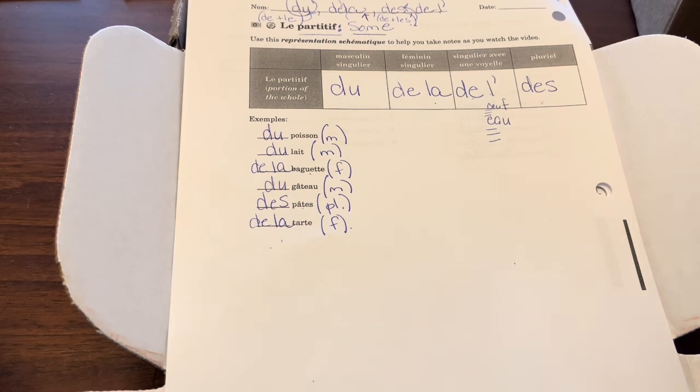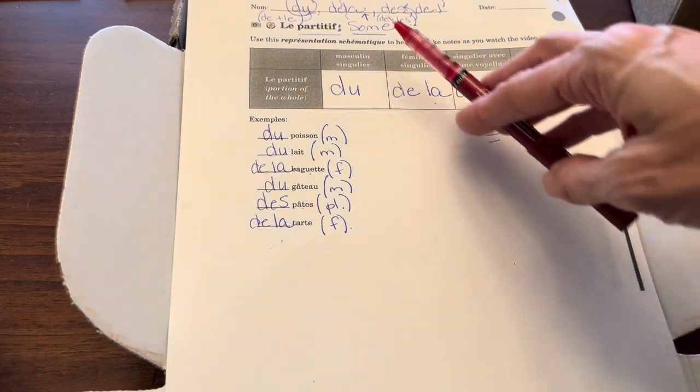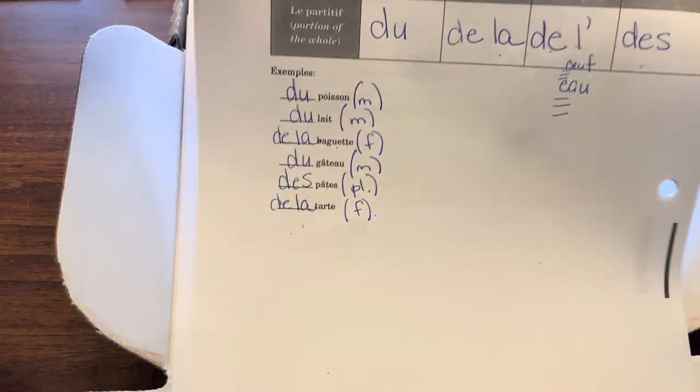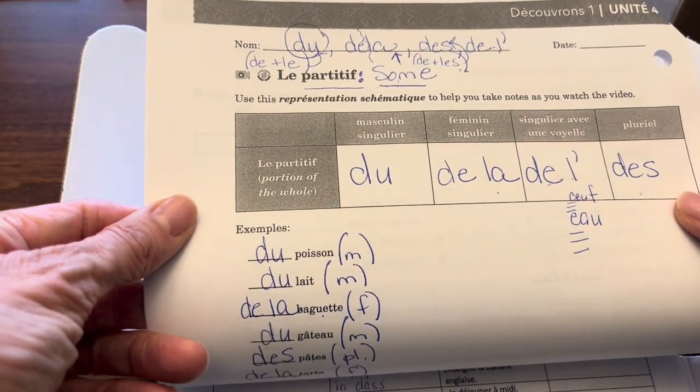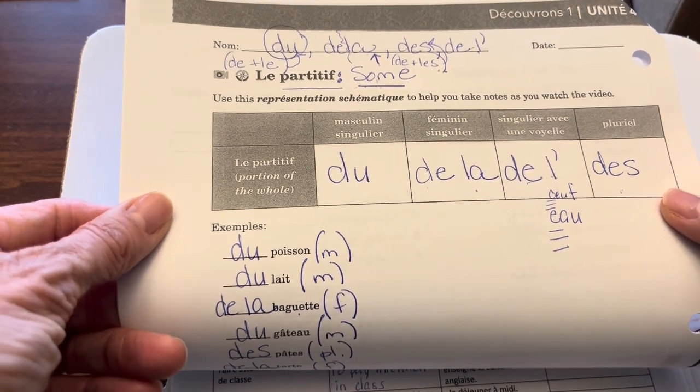So the new lesson that was covered in yesterday's video is the lesson on how to say some in French. It's called the partitive article. And the reason it's called the partitive article is quite simple, really. You're learning how to say a part of a whole, right?